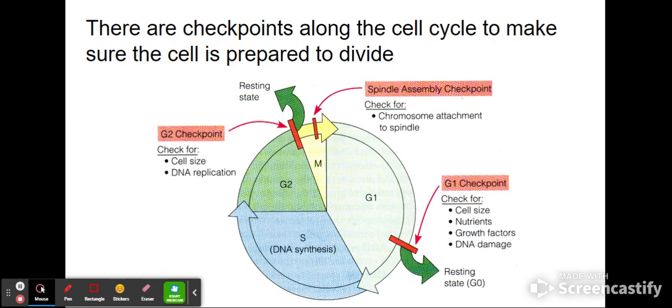So we're going to write that down. There are checkpoints along the cell cycle to make sure the cell is ready to divide. So when the cell's not dividing, it's checking to make sure, hey, are we getting ready to divide here? So along this whole cycle, checkpoints make sure the cell is doing everything properly.